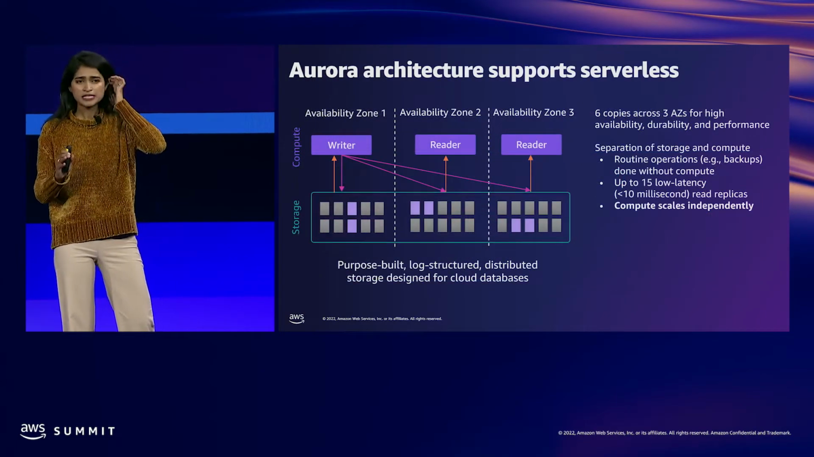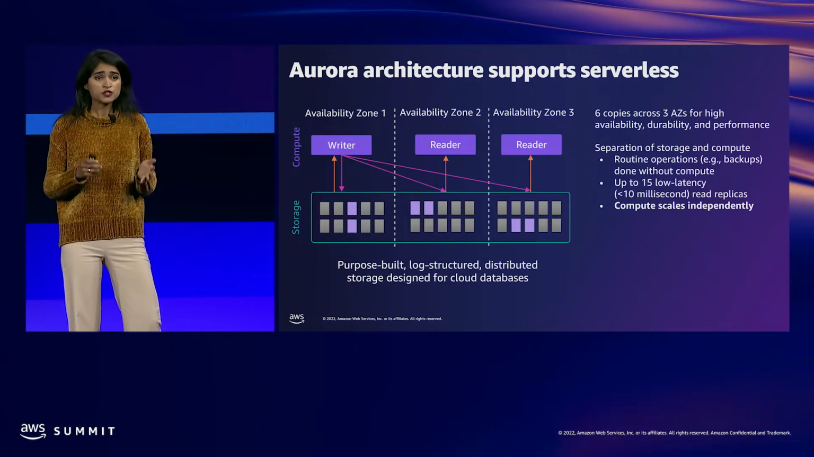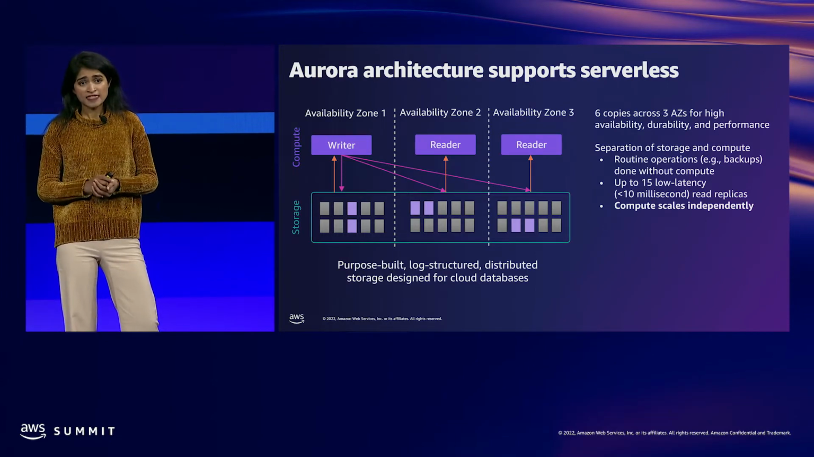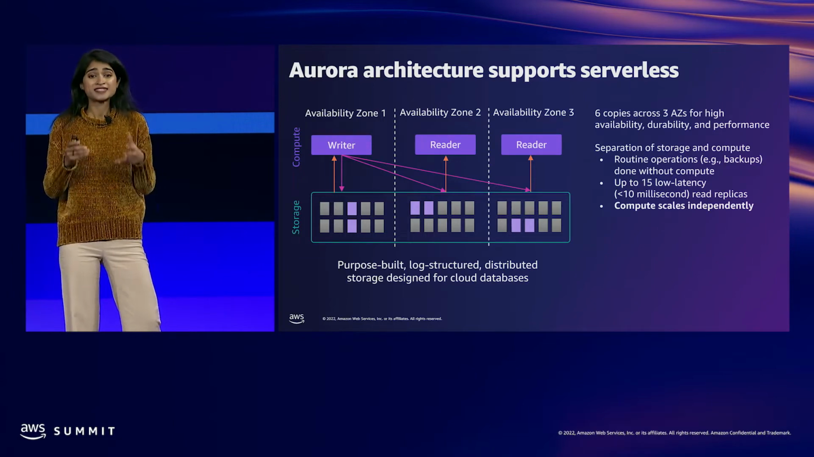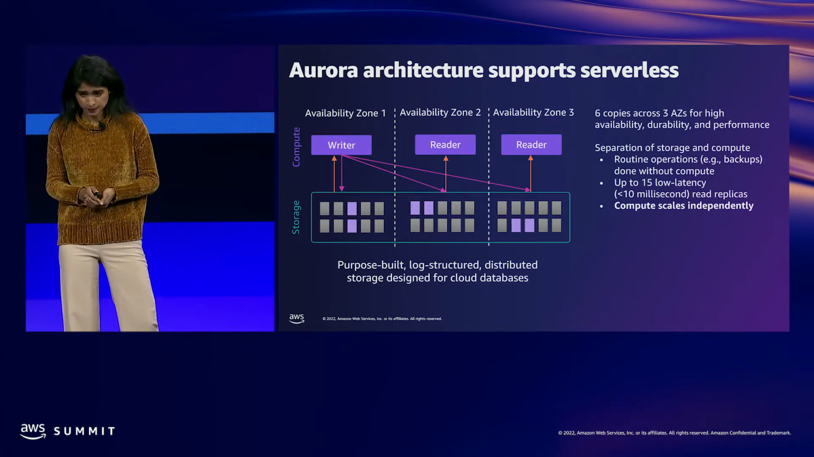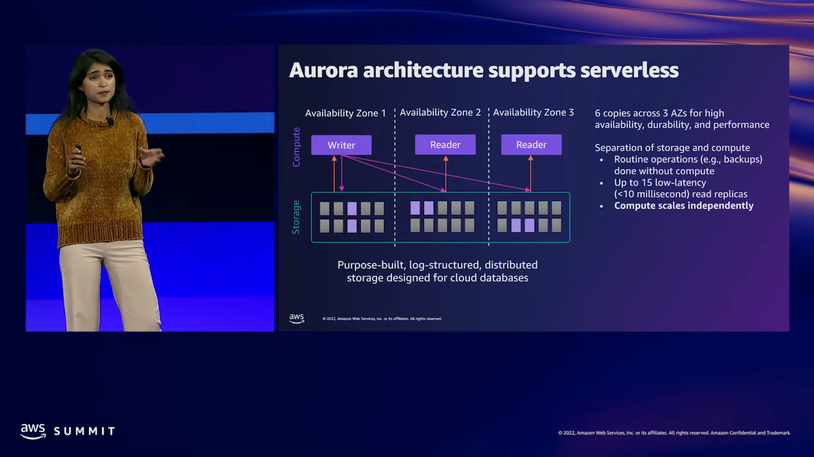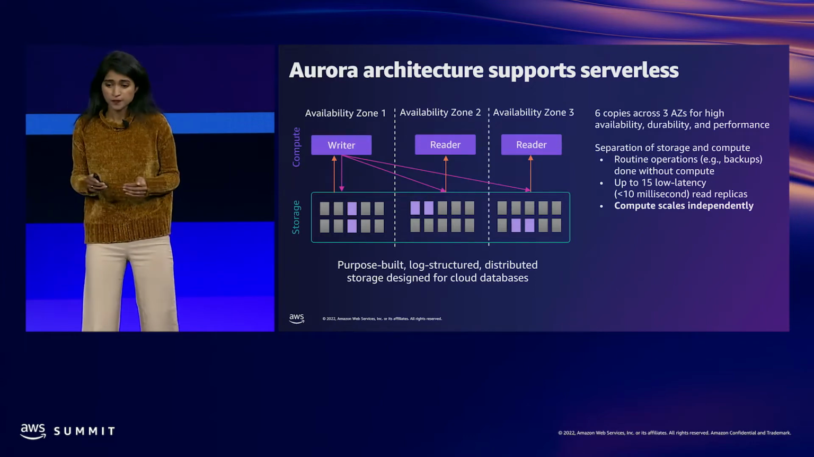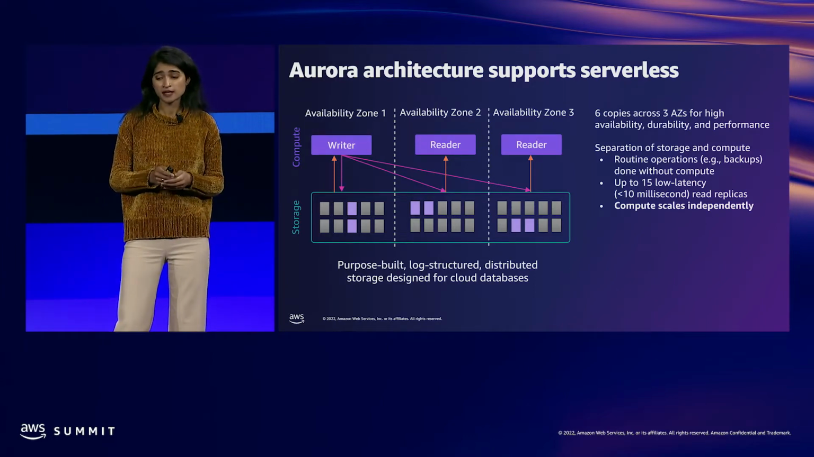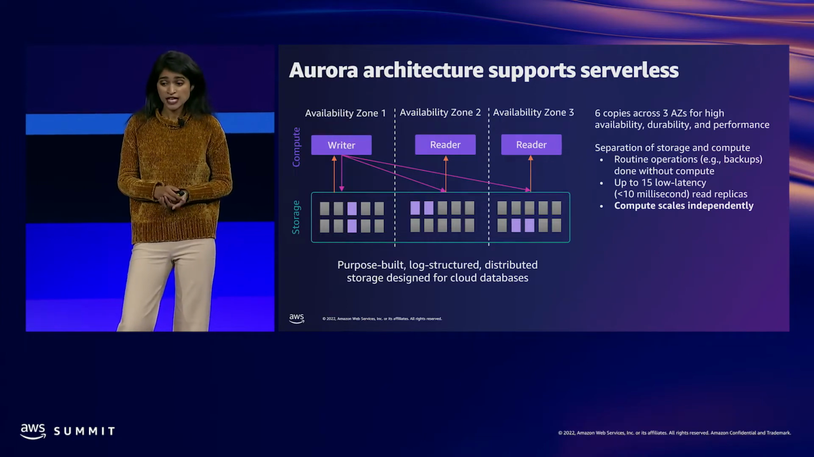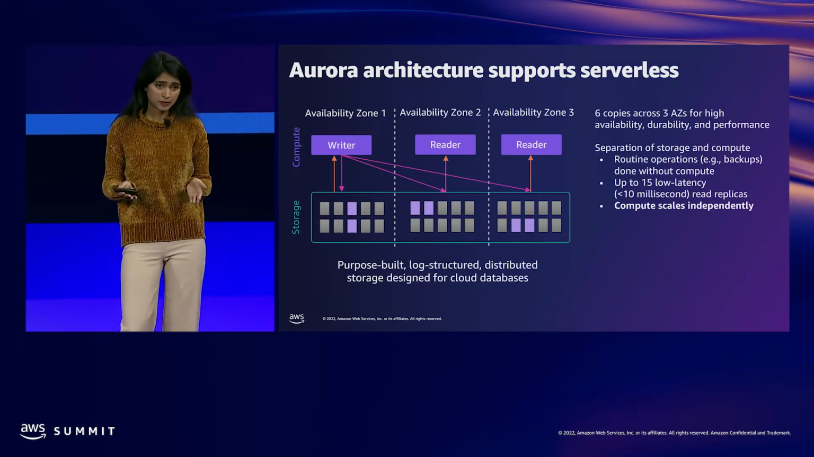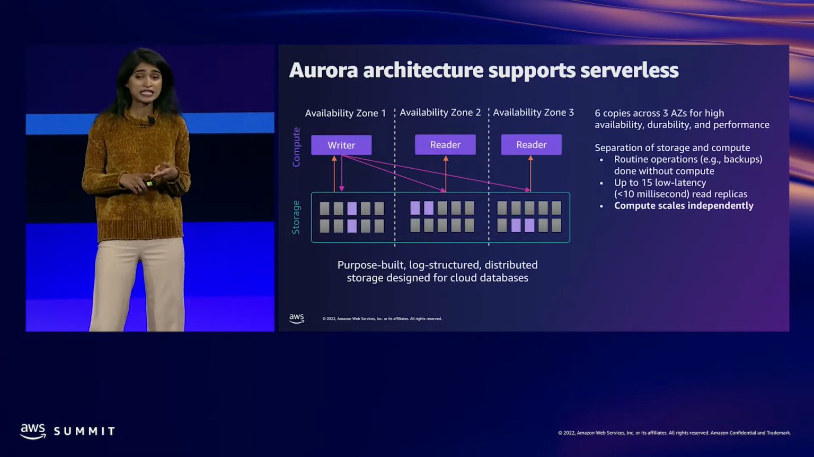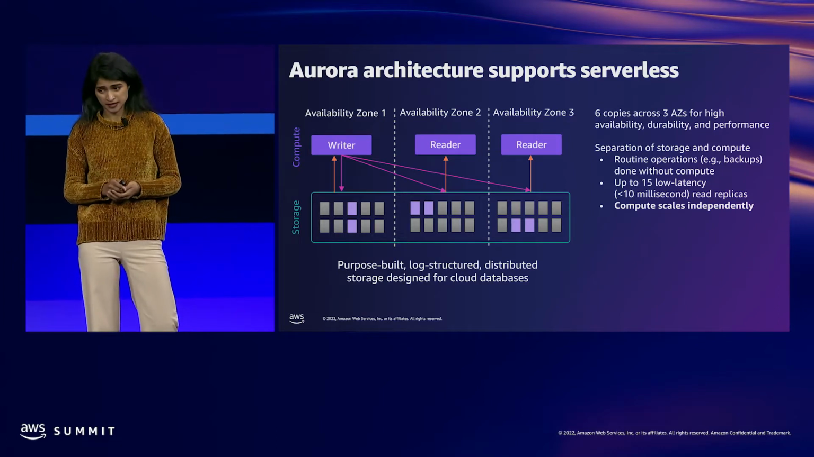Now, I'm not going to go deep into Aurora. The key point to note here is that it is the underlying Aurora architecture that actually brought into existence Aurora Serverless V2. So the main point to note is the separation of compute and storage. The storage is a purpose-built, log-structured distributed storage that is designed for the cloud. We have 6 copies of data across 3 availability zones. So you get high availability, durability, and performance.